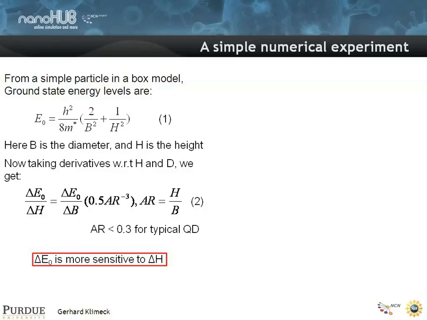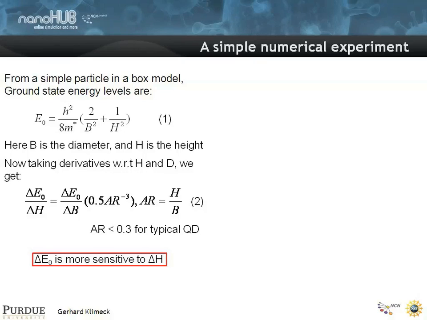If you take this equation and take the ratio or the differential with respect to height and base, you can define this in terms of an aspect ratio of height over base. That means that if you change the height, it has a significantly larger effect, because it's 0.5 times the aspect ratio to the third power, than the base width. That is only true if the aspect ratio is less than 0.3, which is the case here.